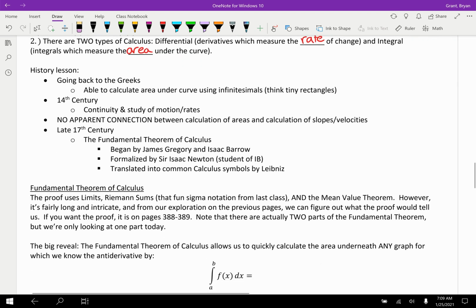So in the late 1600s, the Fundamental Theorem of Calculus would really come up, or its inception was from James Gregory and Isaac Barrow. And they actually predated Sir Isaac Newton, right? Sir Isaac Newton was the student of Isaac Barrow. And so, although these two kind of conceptualized the idea, they weren't really sure how to prove it or even too much of what they could do with it. It wasn't until we got Sir Isaac Newton and Gottfried Leibniz that actually formalized and proved how areas and instantaneous rates of change are related to each other.